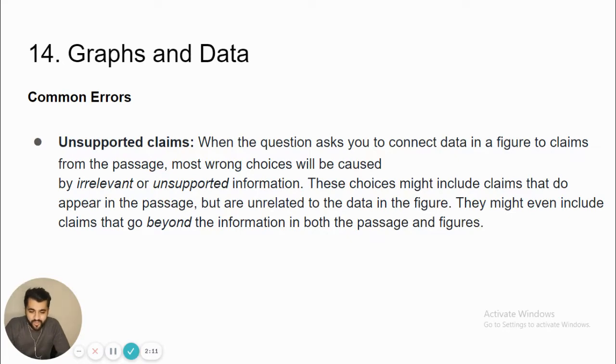Number three, unsupported claims. When questions ask you to connect data in a figure to claims from the passage, most wrong choices will be caused by irrelevant or unsupported information. This choice might include claims that do appear in the passage but are unrelated to the data in the figure. They might even include claims that go beyond the information in both the passage and the figures.